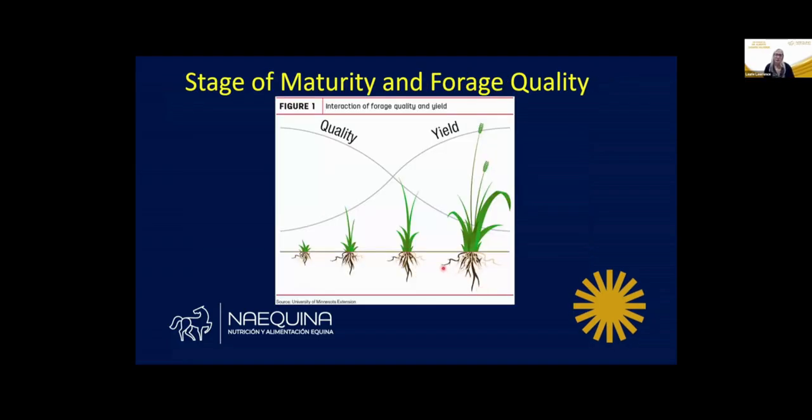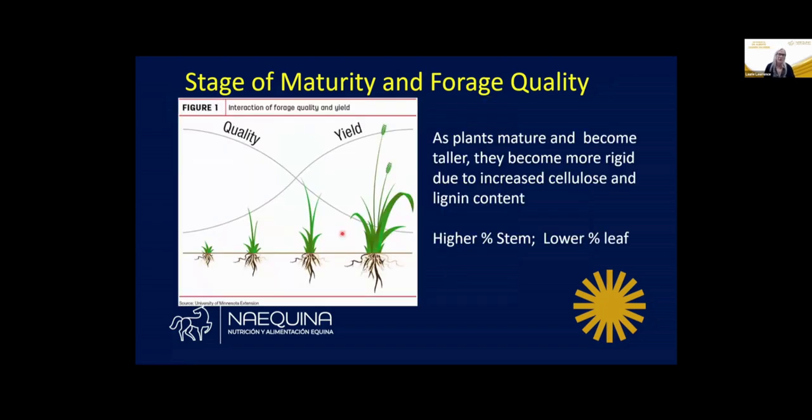So as we think about these changes in the growth stage of the plant, as the plant is getting taller, it needs to become more rigid so that it can actually stand up taller, right? And that occurs due to increased content of cellulose and lignin within the plant. The other thing that happens is that we see that there's a lot more stem material, right? And proportionally, there will be less leaf material. And that's important because the stems are lower in nutritional value compared to the leaves.